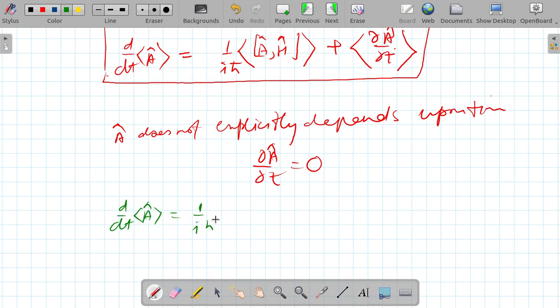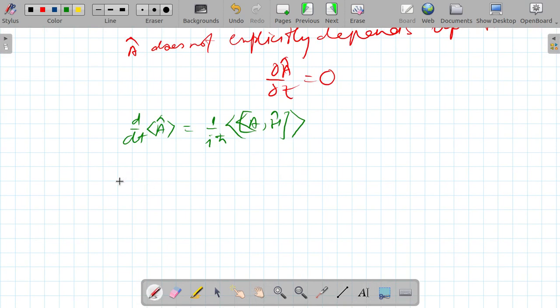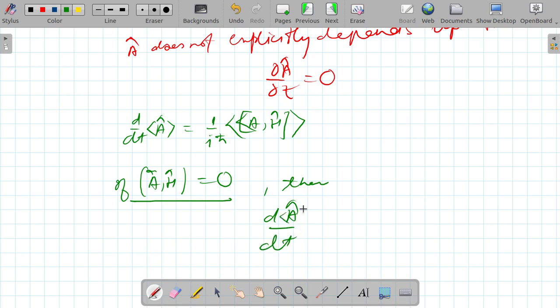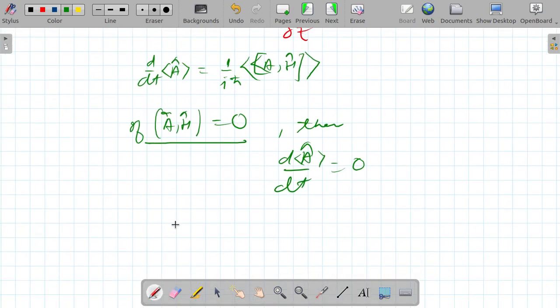1 over iħ, the expectation value of its commutator with H. Now if A and H both commute, then we can say that d/dt of its expectation value will be equal to 0. In other words, we can say that this is a constant of motion.